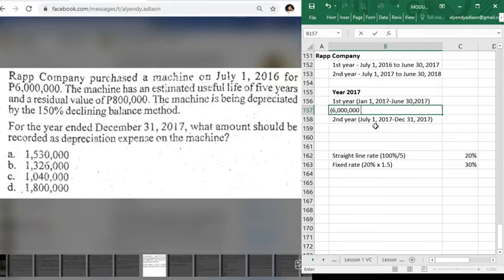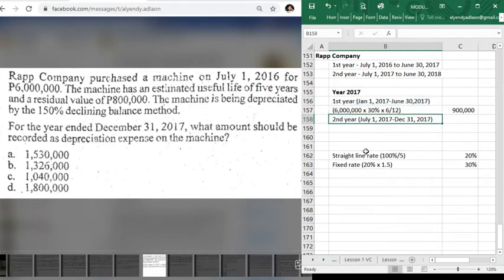Now we have 6 million multiplied by 30% fixed rate and then multiplied by, now class, since January 1 to June 30, that is only 6 months, so ato po siyang i-apportion. Okay? So, times 6 over 12. So, pila man ito ang makuha? 6 million multiplied by 30% and then multiplied by 6 over 12. So, we have 900,000 for the first year. Okay, first year sa asset. Okay, on the year 2017.